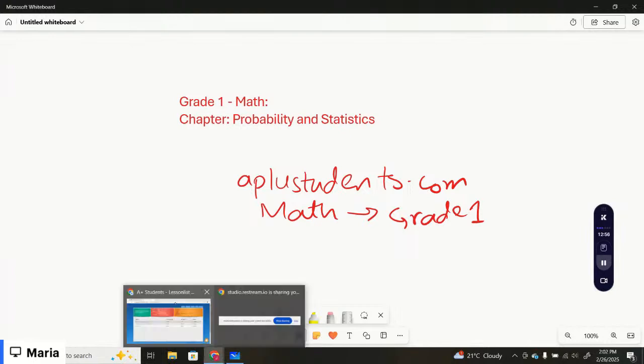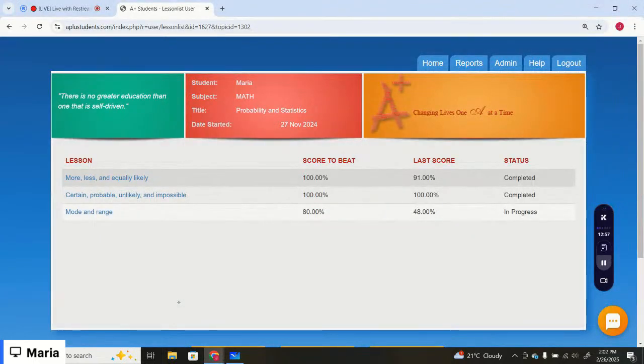So please make sure you have your notebook and pencil so that you can note down the important examples and definitions as well. Here I'm on grade 1 math. Chapter we're on right now is probability and statistics. Let's just start with the first lesson, that is more, less than, equally likely.